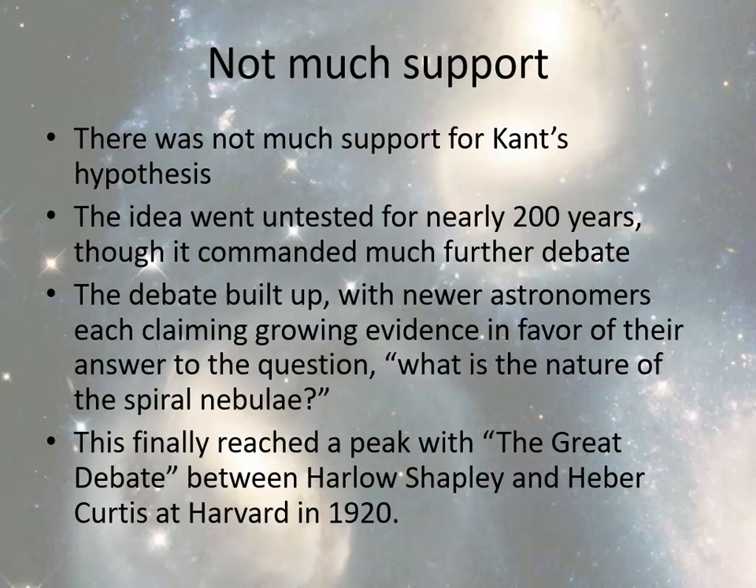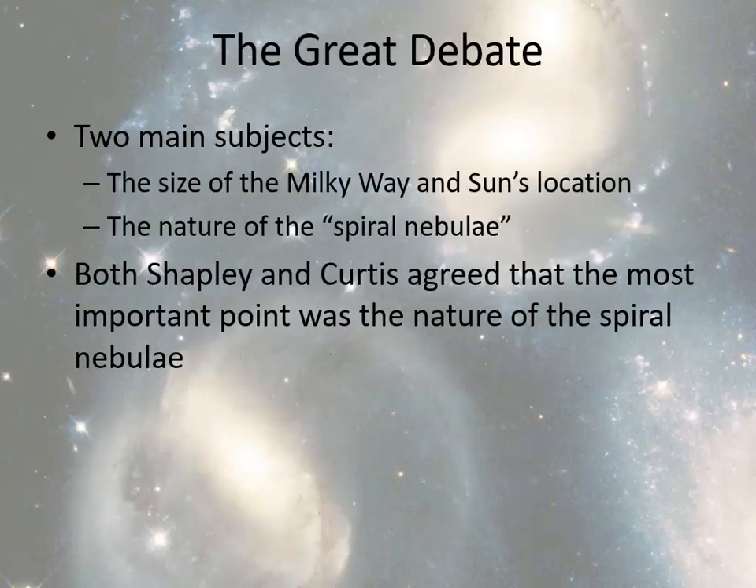But then our telescopes got better and better until this finally built up in the so-called Great Debate of 1920, 100 years ago, between Harlow Shapley and Heber Curtis at Harvard. There were two main subjects of this debate. One was the size of the Milky Way and our sun's location, and the other was the nature of the spiral nebulae. They both agreed at some point during the debate that the most important point was the nature of the spiral nebulae. The size and shape of the Milky Way and our sun's location was more just one of these offshoots in the debate that came up under Harlow Shapley's discussion.